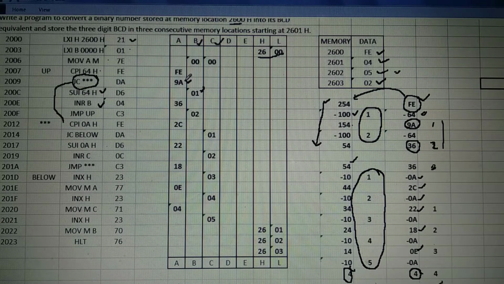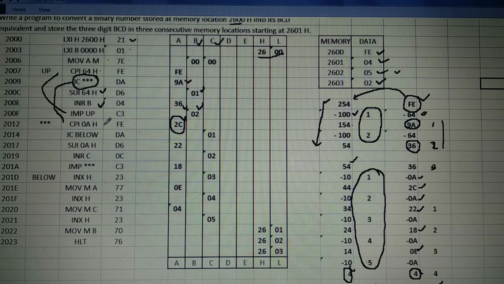Number 9A is greater than 64. Here, go to the jump up, go to the instruction up, compare with 64. 9A is greater, again subtract 64, increment B. Whatever answer you get, that is 2C, which is not greater than 64. Then whatever logic I just told you, go on performing that logic.